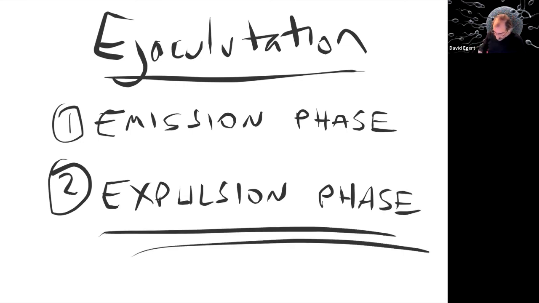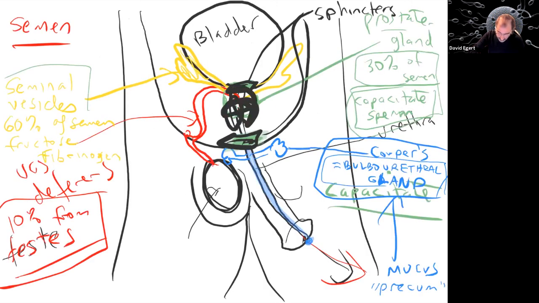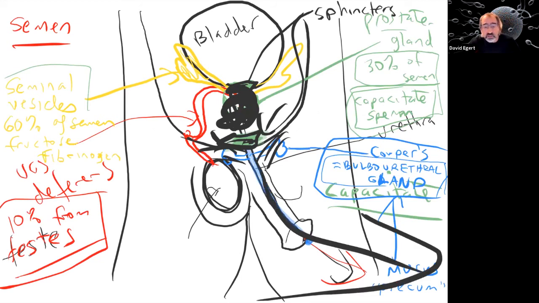Expulsion phase is now that everything's mixed up in here, this lower sphincter will relax. There are muscles in the pelvic floor that help squirt things out, and it's like spooge. It's all coming out the tip of the penis there. So that's kind of the process there.